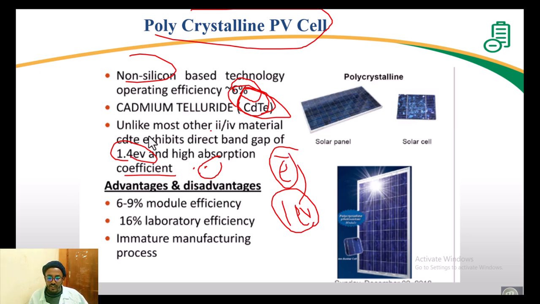If we talk about the advantages and disadvantages, we have 6 to 9% module efficiency and 6% laboratory efficiency. As you can see, this is laboratory, still in the lab, and we can say it is an immature manufacturing process. For the previous one we were saying mature manufacturing process, but for the polycrystalline PV cell we have an immature manufacturing process. This is just to give you an introduction, so you don't have to expect to know everything. Just have an introduction here and go and continue with what you want to read.